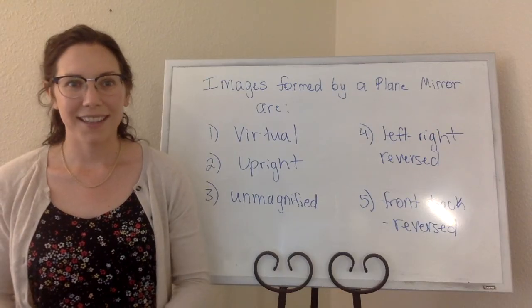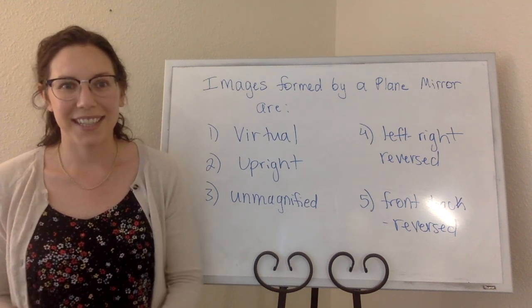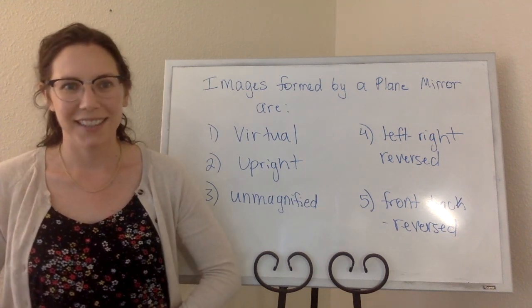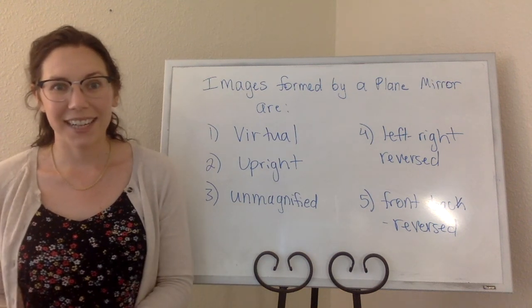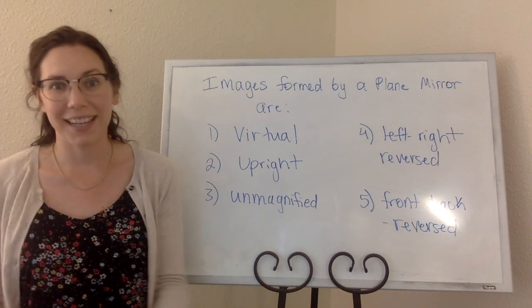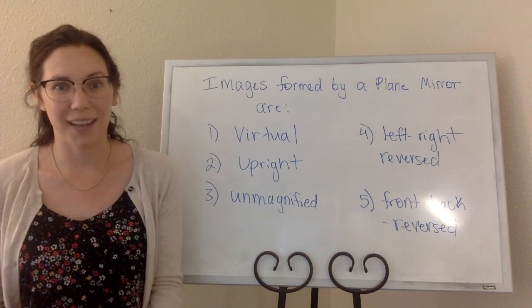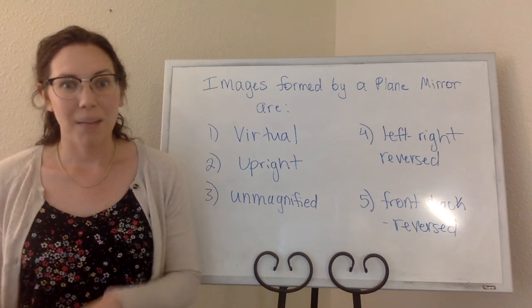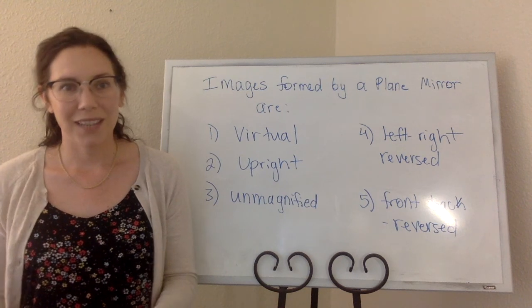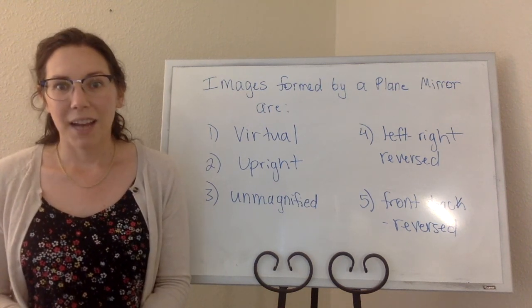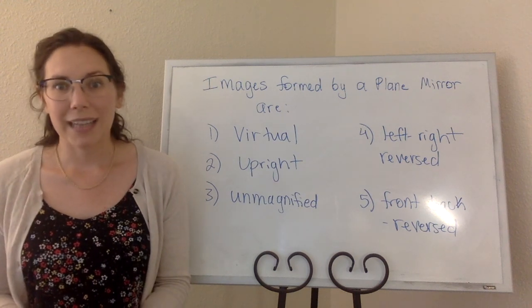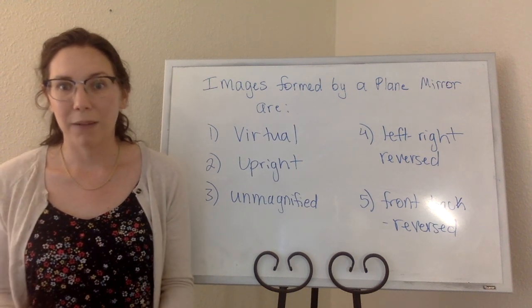Okay, to summarize, let's go over 5 main characteristics of images formed by a plane mirror. So first, we know that the image is virtual. Second, it's upright, so we see it in the same orientation as the object. And third, it's unmagnified, again, HI equals HO, so it's the same size as the original object. Then I haven't talked about these two yet. It's left-right reversed and front-back reversed.